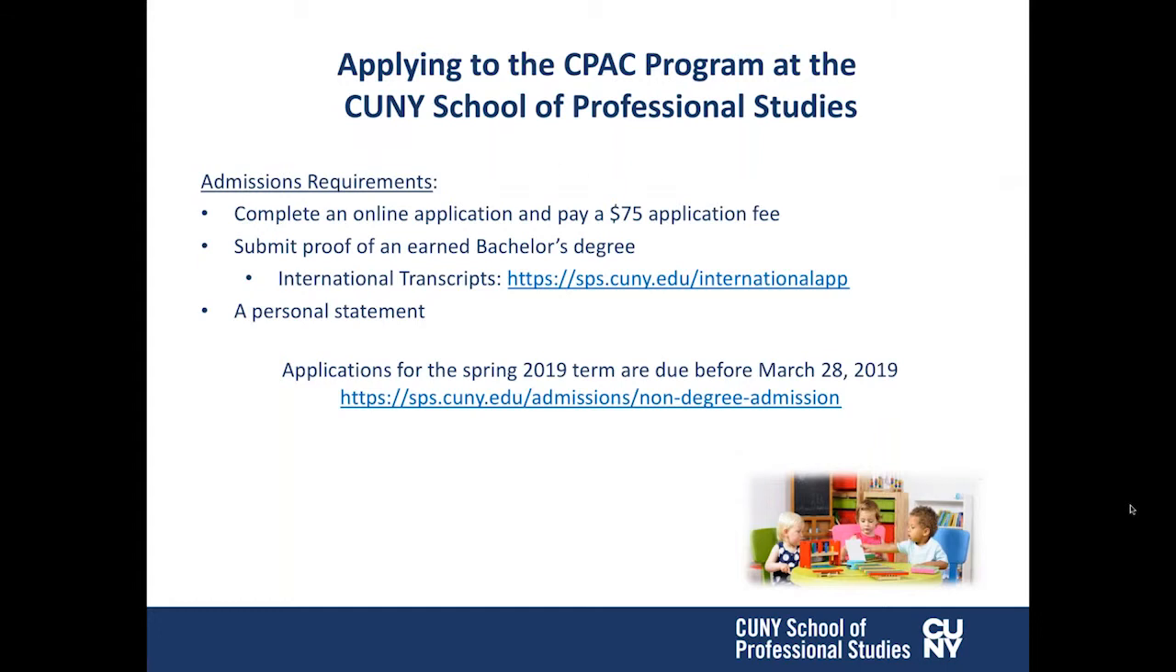Applicants who were educated outside of the United States must submit an official transcript in the original language from each post-secondary school or university attended, in a sealed envelope, and an English translation if the transcript is in a language other than English. Please follow the link on the slide for more information. Applicants must also submit a personal statement. You should include the following in your personal statement: educational background, career goals, and why you believe the CPAC program is a good match for you.